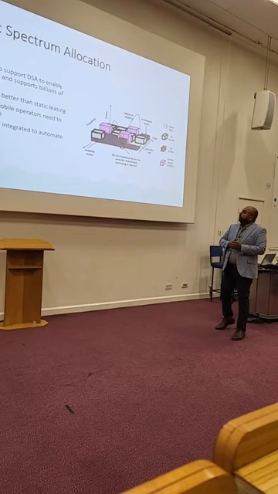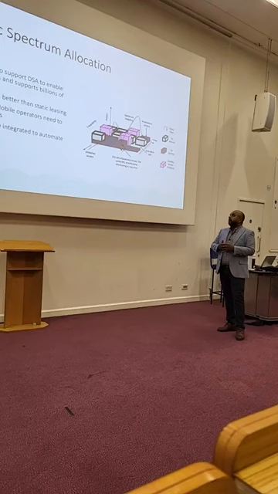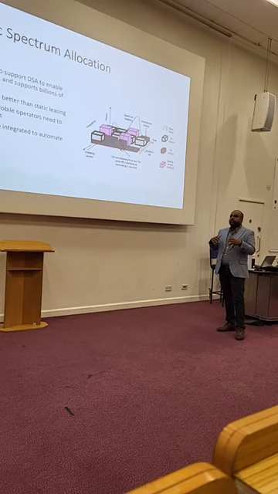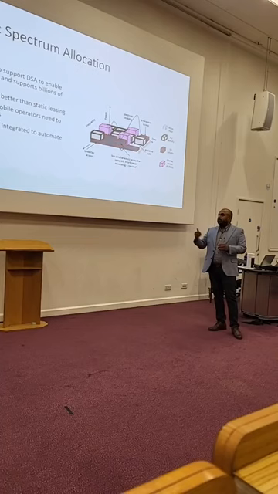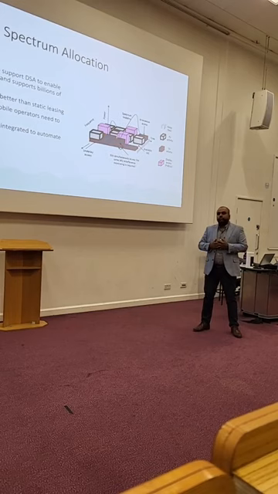And another scenario: if you want to optimize the network, you can also integrate AI technology, and you can have a much better dynamic spectrum allocation mechanism. So you can go beyond the 6% utilization to maybe 90% or 96%, and it will give much better bandwidth than we are trying to achieve with the other solutions.